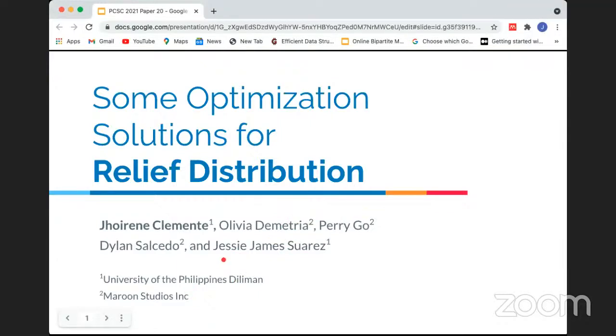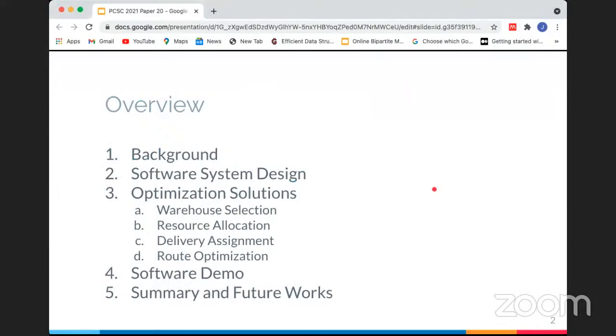Again, I'm Joy Clemente, and on behalf of my co-authors, I will be presenting our paper entitled Some Optimization Solutions for Relief Distribution. Actually, this paper presents a system design as well as the underlying algorithms which can be used for relief distribution. This paper also serves as our documentation of a previous hackathon entry for GovHack. But it's also a POC research which could be used if we decide to push through with a future project. So to begin, here's the overview of my presentation.